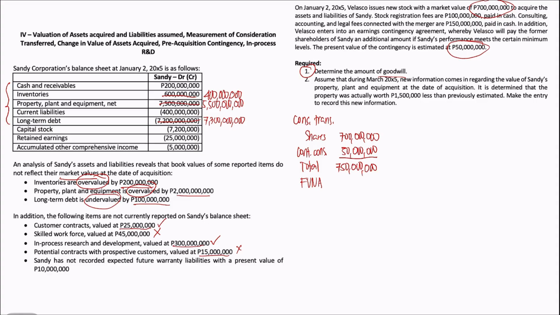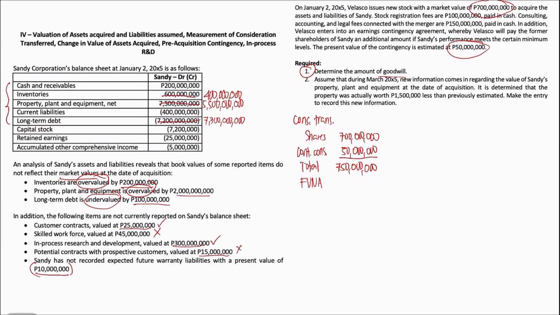Lastly, we have unrecorded expected future warranty liabilities with a present value of $10 million. This is a contingent liability. Under normal accounting, we can only recognize a contingent liability if it is both probable and measurable. However, under accounting for business combinations, even if a contingent liability is only possible, we can already recognize it so long as it is measurable. Hence, expected future warranty liabilities is included in the acquiree's liabilities.